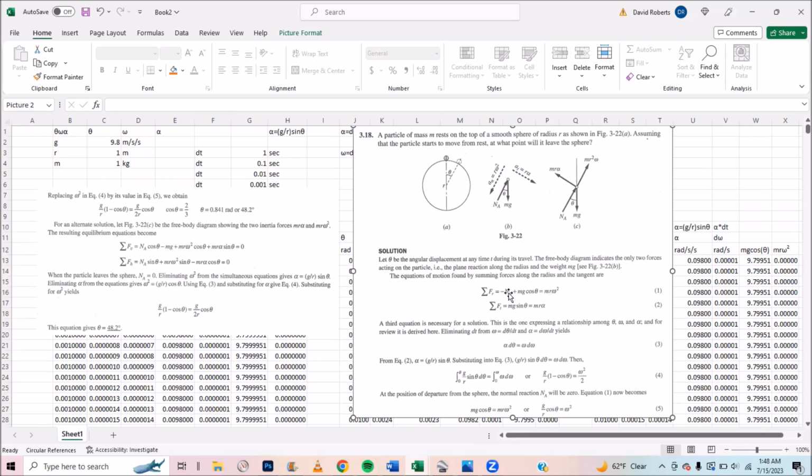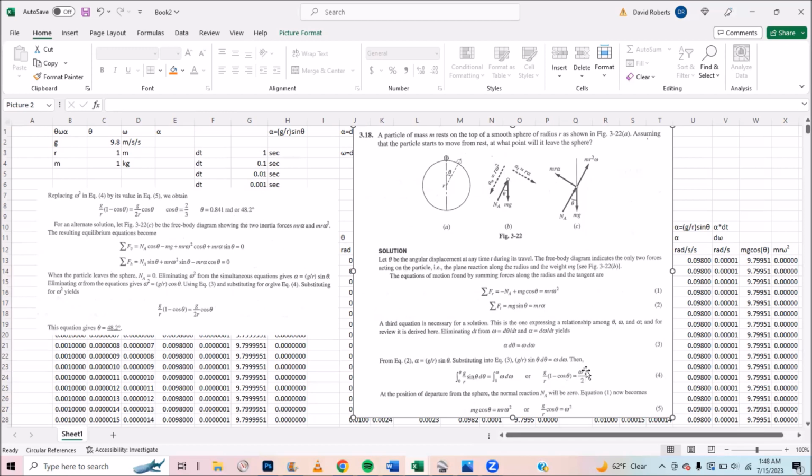So mg cosine angle is equal to m r omega squared. But we got this equation that says omega squared's there. So then you throw all this into there, and that's exactly what they did. So you do it to it, and then you just solve for the angle. And the angle at that point, when your normal acceleration is 0, is 0.841 radians, 48.2 degrees.